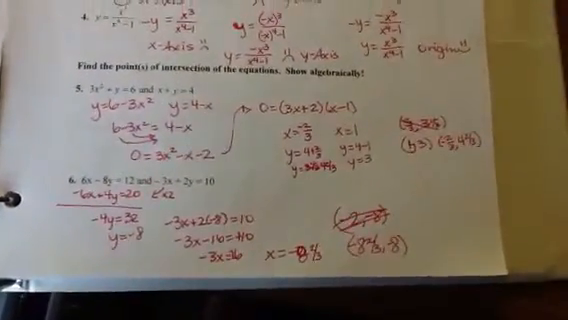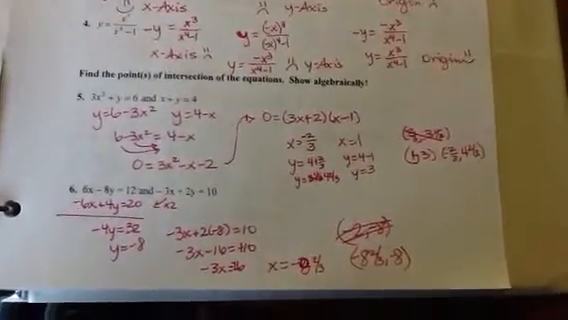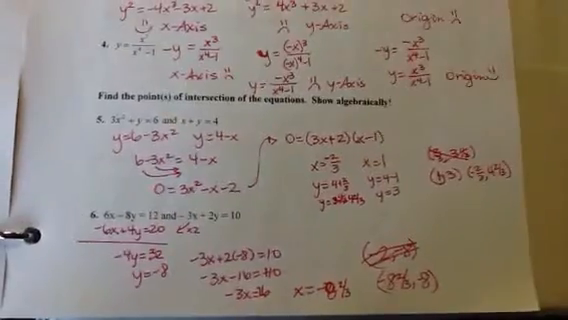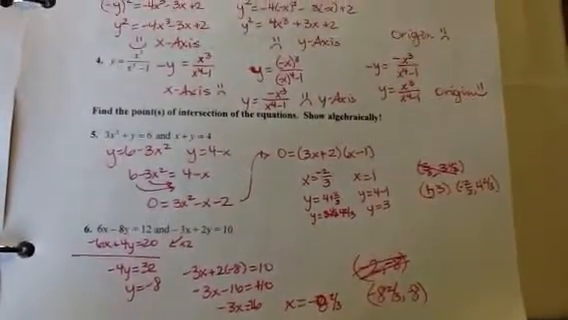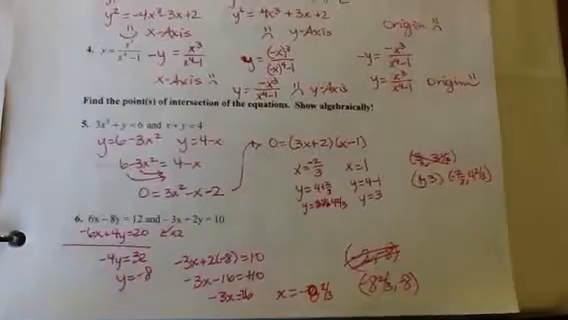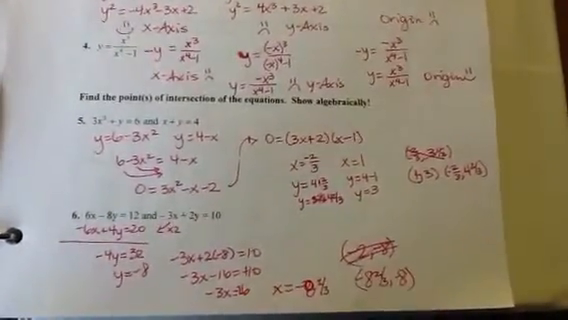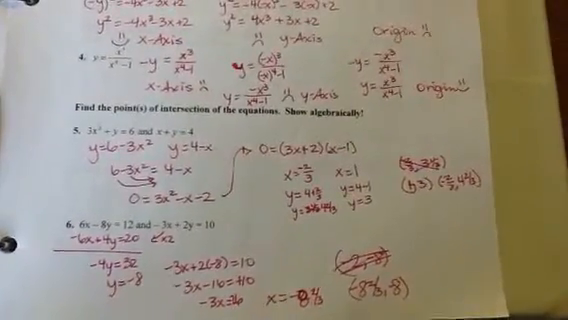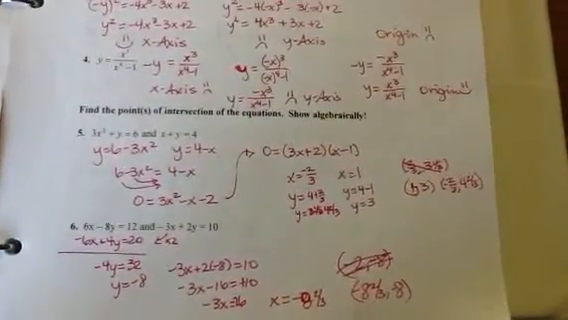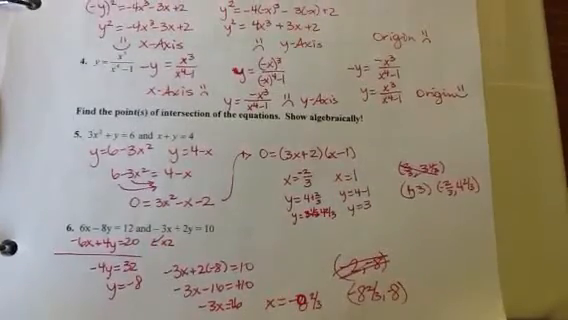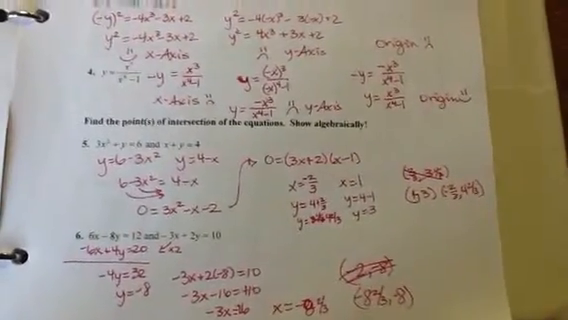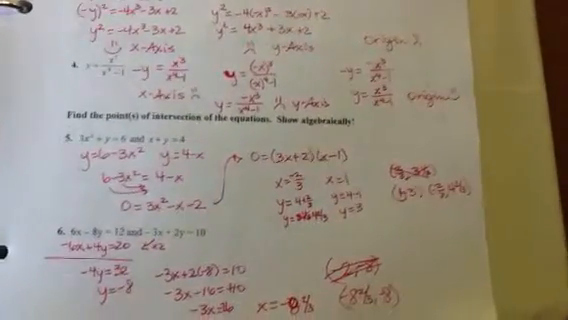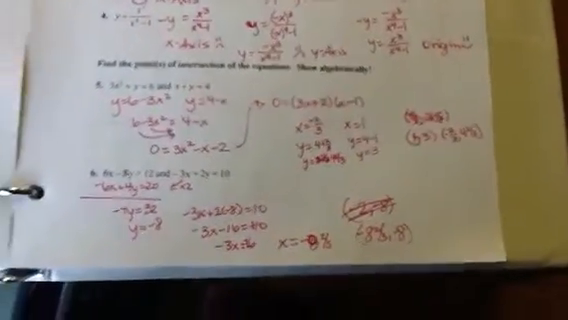For 5, my point of intersection, I get both of them to y equals. I set them equal to each other. Since we have an x squared, I have to get it equal to 0, so I can either do quadratic formula or factor. I then factor, and I get x equals negative 2/3 and x equals 1. To find my y values, I plug in x to one of my equations, either y equals 4 minus x or y equals 6 minus 3x squared, and I solve, and I got 4 2/3 and 3, so I put them as ordered pairs with their corresponding x value.